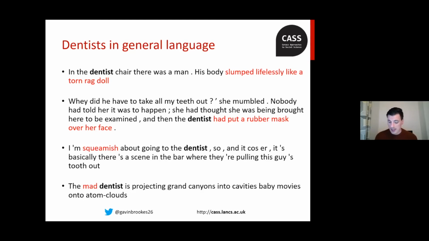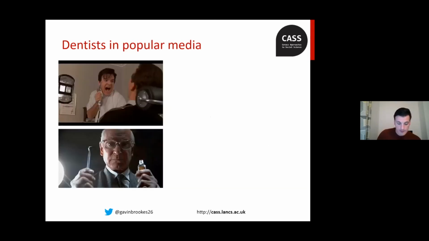For example, the first one has a man slumped like a rag doll in a dentist chair. The second has a description of an experience where someone thinks that she's only being examined, but then she actually has all of her teeth taken out and a rubber mask put on her face. And in the third example, someone says that they're squeamish about dentists, while dentists are described as mad in the fourth example. And we can find similar conceptions of dentists in other types of media too.